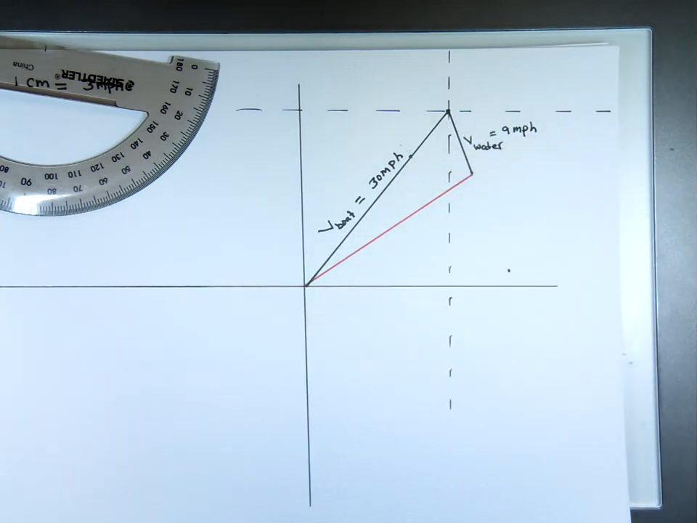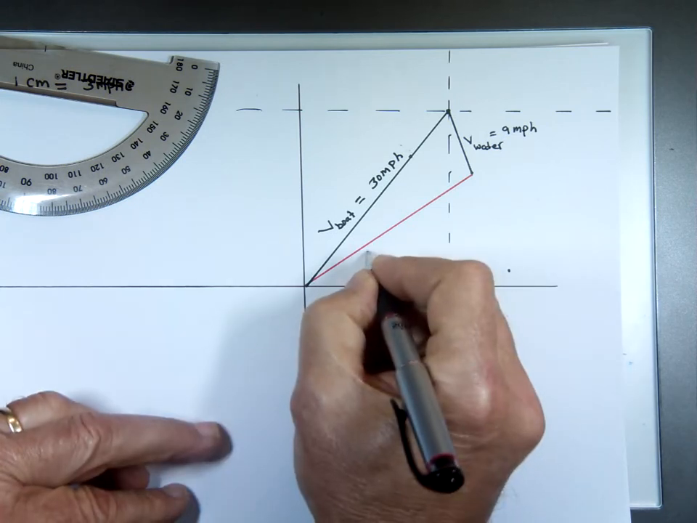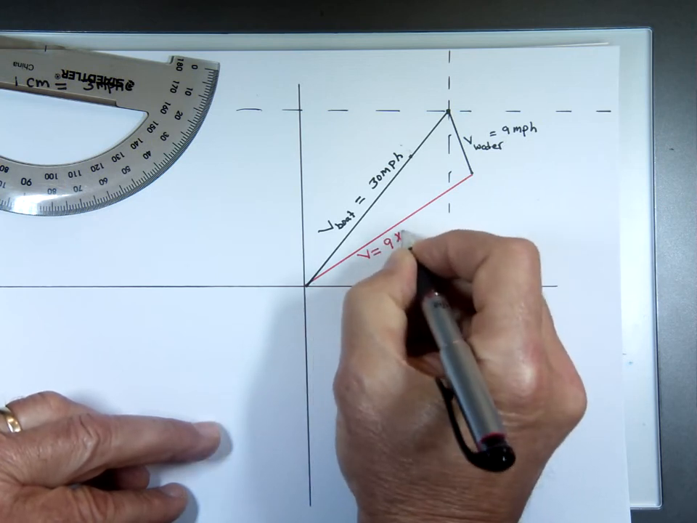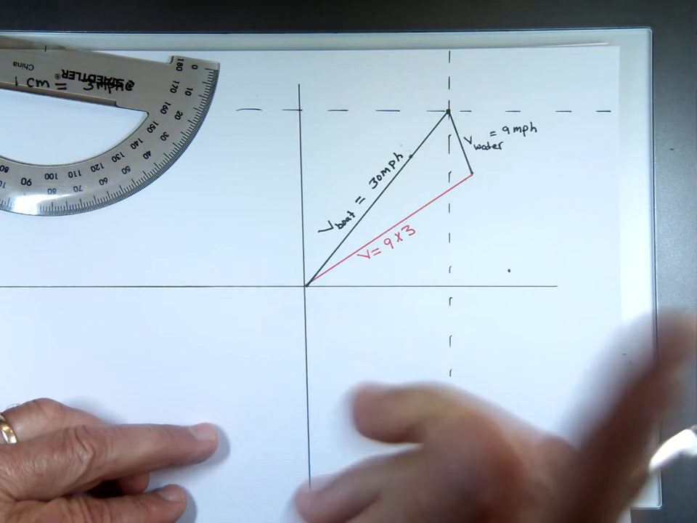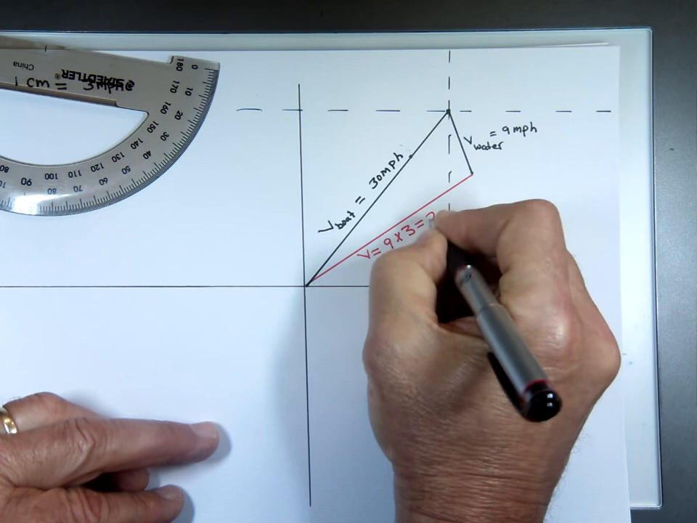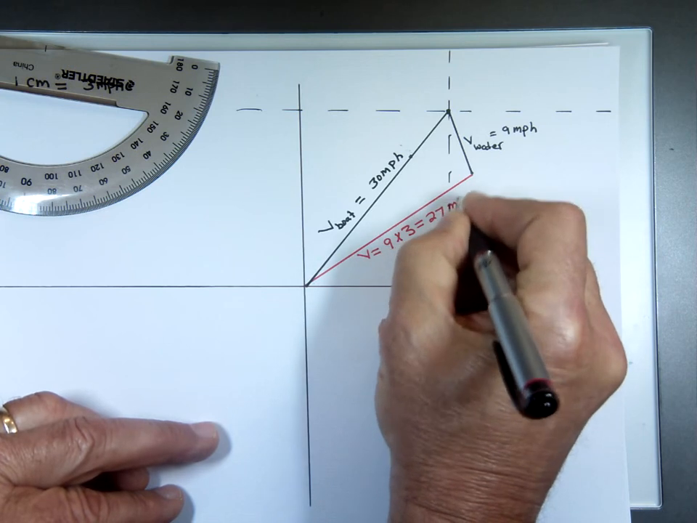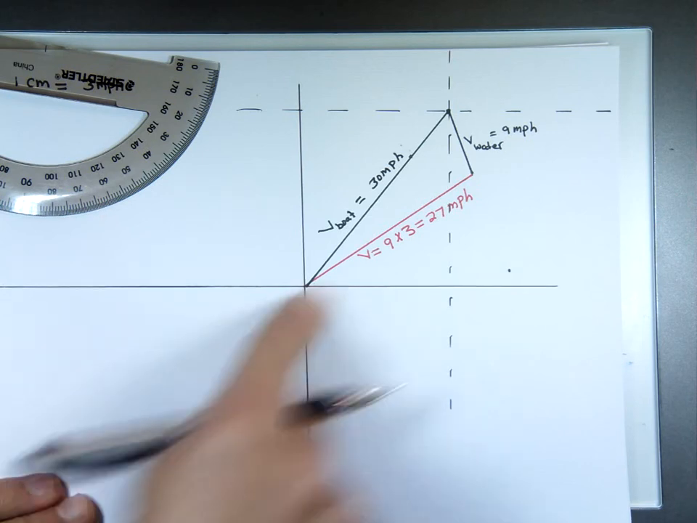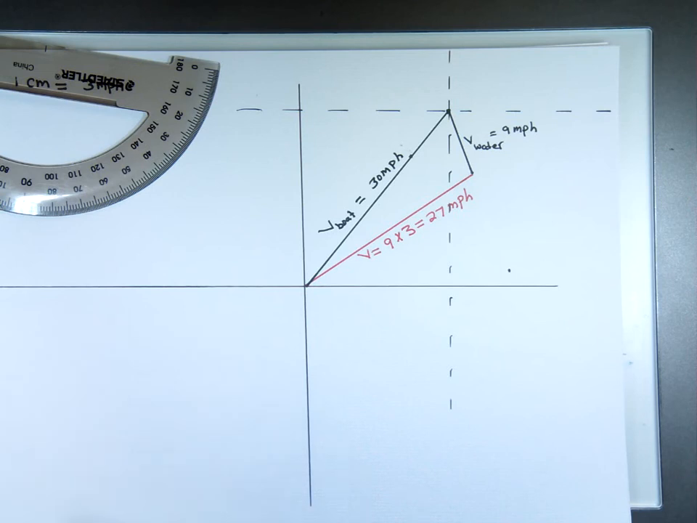So actually now the boat is going to have a speed. The speed of the boat now is equal to 9 times 3. The scale is 3 miles per hour for every centimeter. I got 9 centimeters, so the speed of the boat is going to be 27 miles per hour, not 30. Even though the speedometer says 30, the boat is only going 27 miles per hour. If somebody on the side of the road is watching the boat go by, they see the boat going in that direction at a speed of 27 miles per hour.